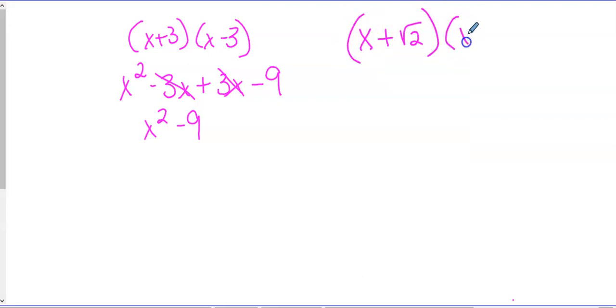Just another example with a different type of number. If we see something like this, root 2 is an irrational number. We want to leave it like this. We don't ever want to put that in the calculator and round it. If we did see this, it would be x squared, and then your middle term would cancel out, so we don't even need to deal with the middle term. It would be x squared minus root 2 times root 2. We talked about that a little bit in yesterday's video, but root 2 times root 2 is just 2. So it would be x squared minus 2.